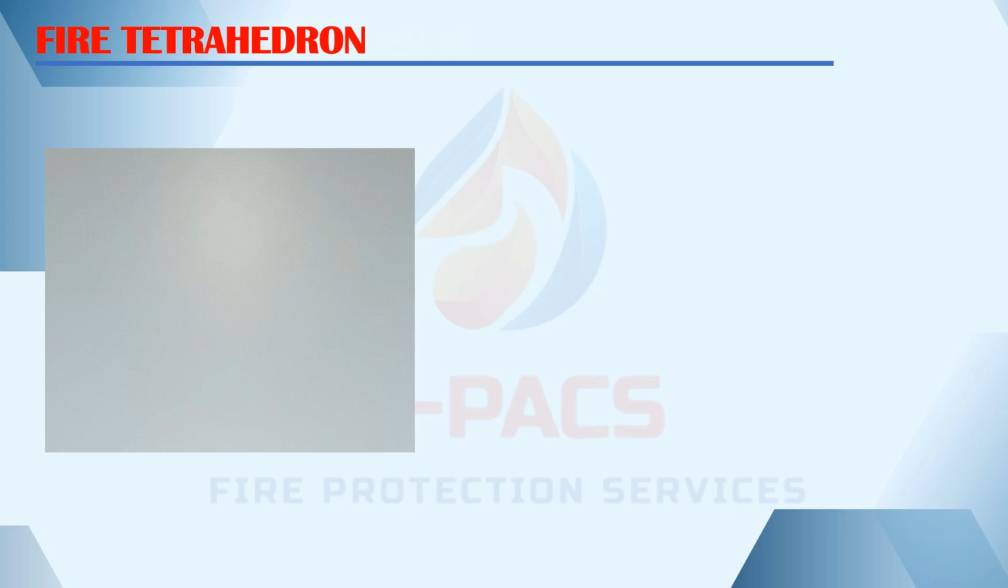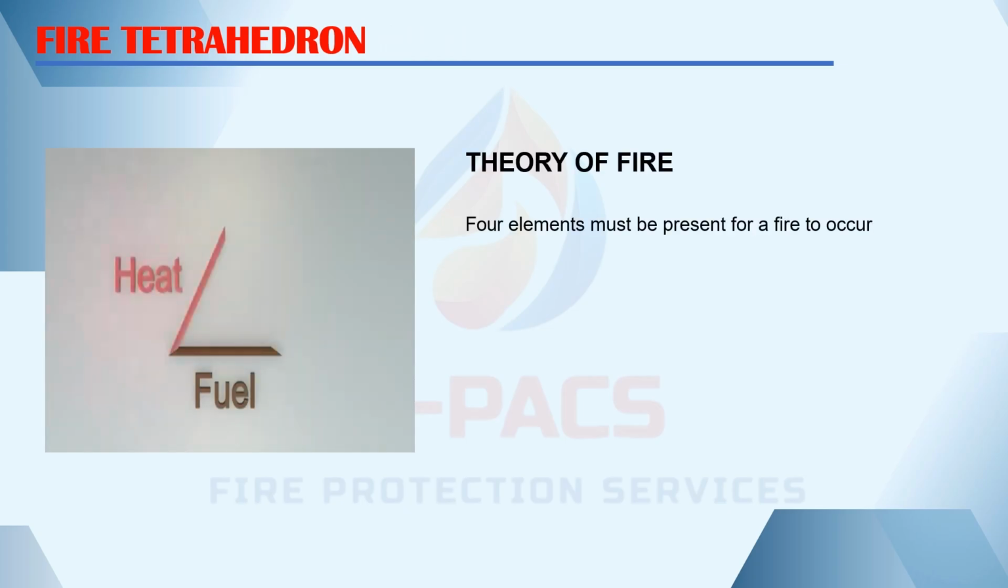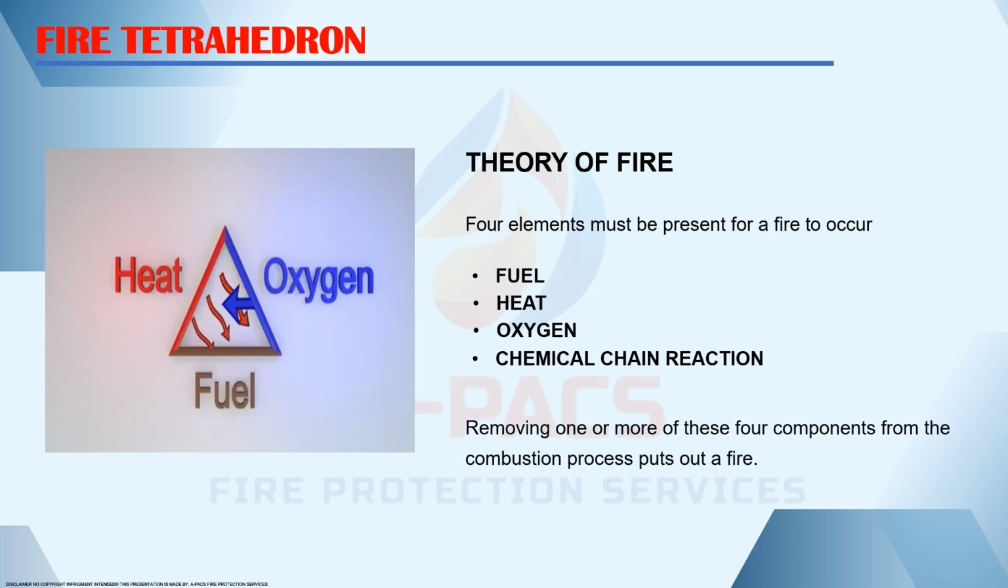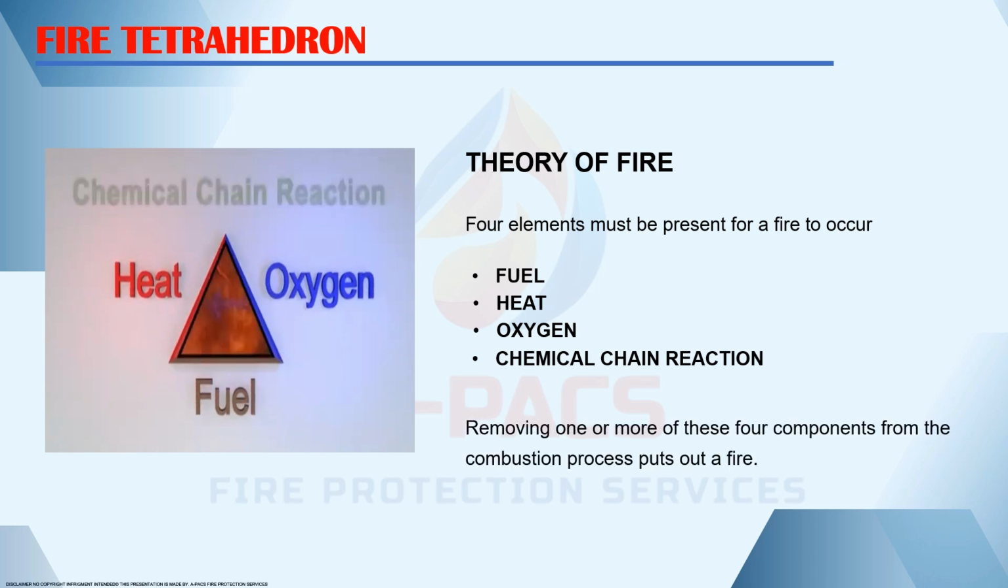Fire tetrahedron. Theory of fire. Four elements must be present for a fire to occur: fuel, heat, oxygen, and chemical chain reaction. Removing one or more of these four components from the combustion process puts out a fire.